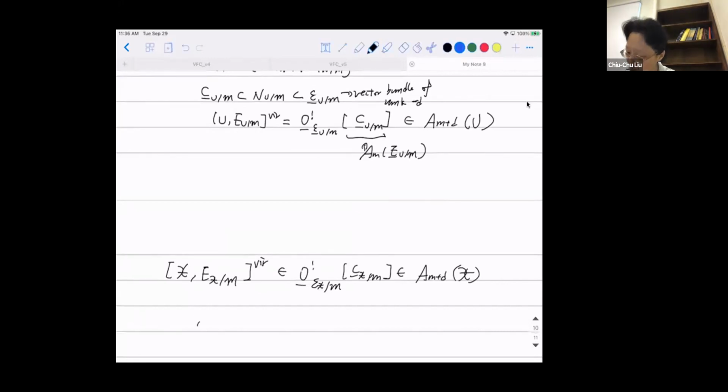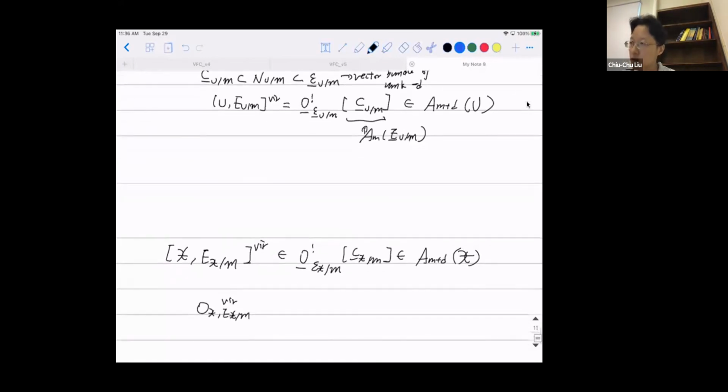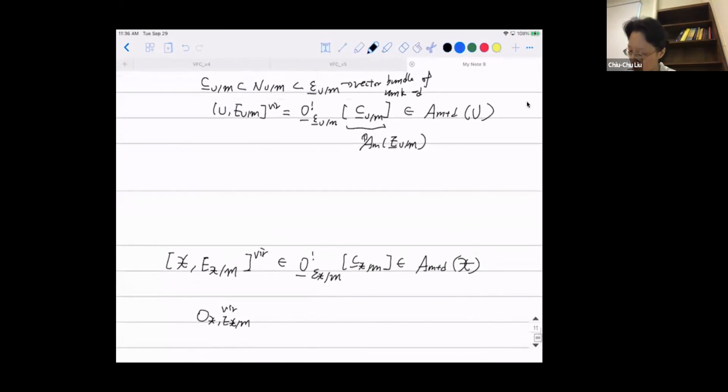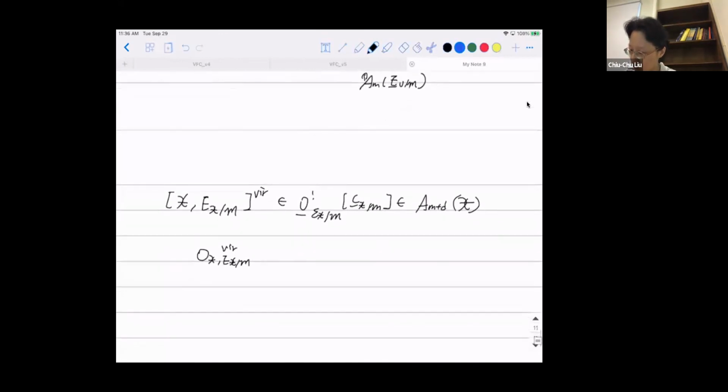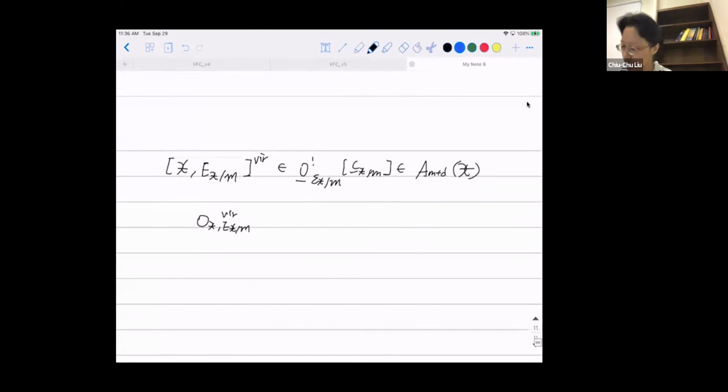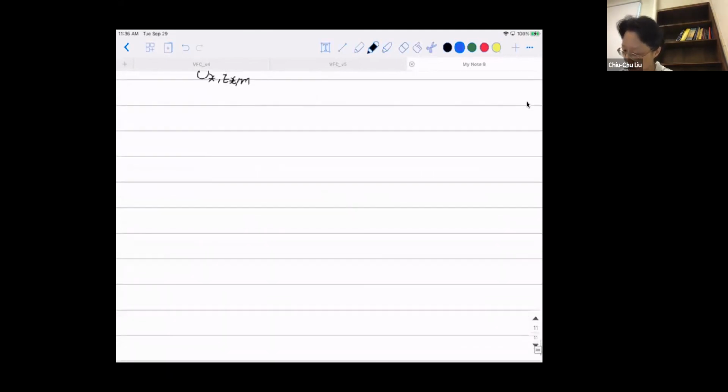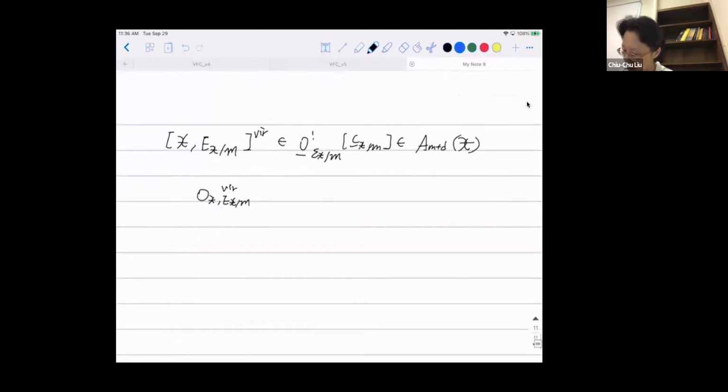So similarly, we also have a virtual structure sheaf. Okay, so now let's apply this general construction to some examples.